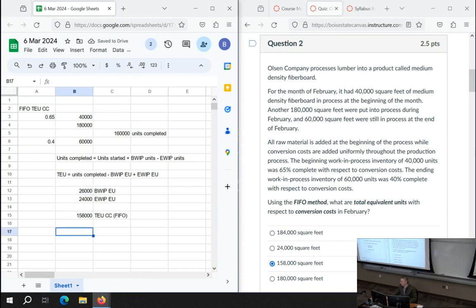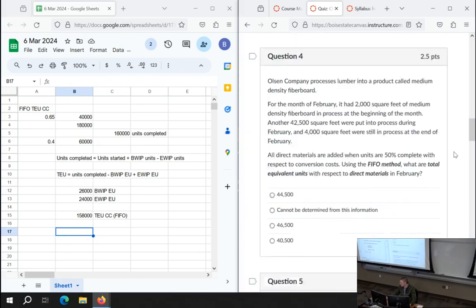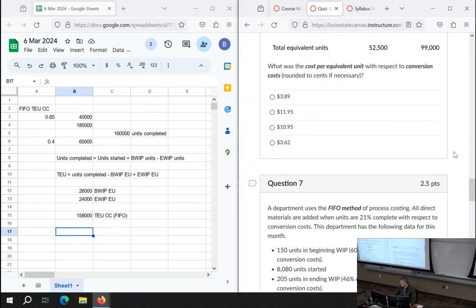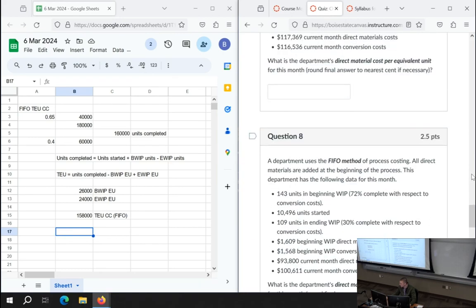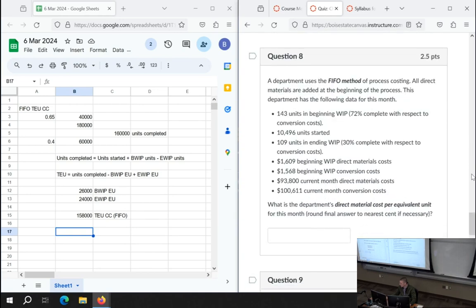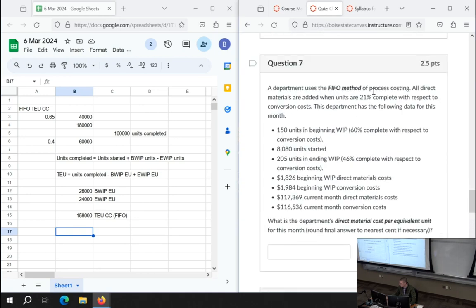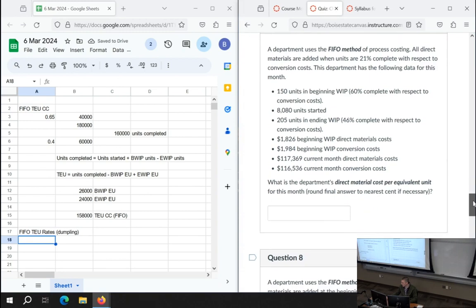All right. Well, how about for completeness, we do a rates question in addition. And then if there aren't other requests, we'll just move on to the next thing. We've got two comprehensive ones, one of which is a dumpling style one. All right, let's go with this one. A little harder, but we've got it. FIFO, TEU, rates, dumpling. All right, I'm going to give you a couple minutes to work on it.